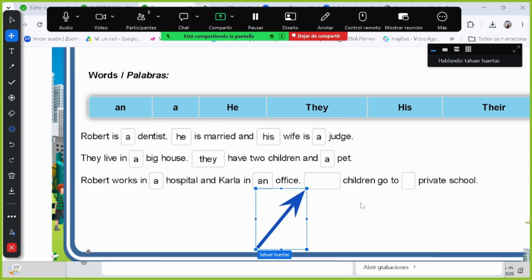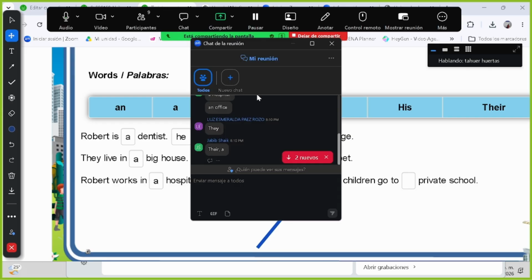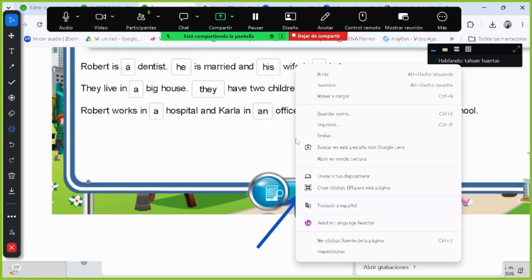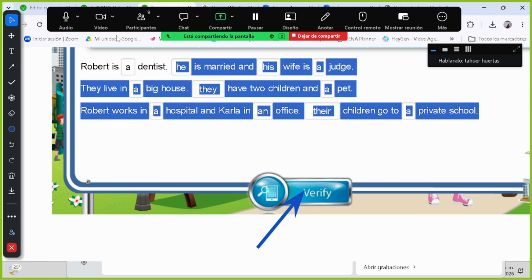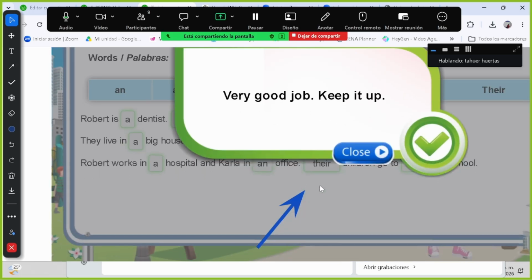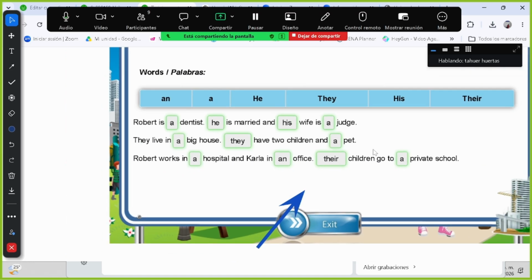Their, very good, excellent. Their children go to a private school. Let's verify this. Yes, excellent, very good.